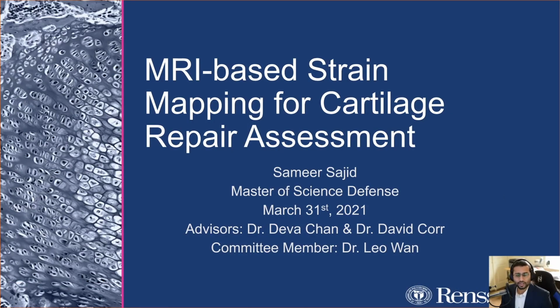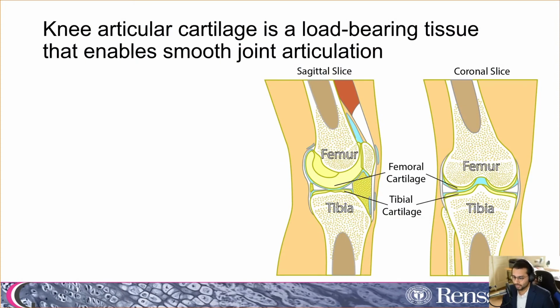Today I'll be presenting my defense presentation, MRI-based strain mapping for cartilage repair assessment. We focus on knee articular cartilage, a low-friction, load-bearing tissue that enables smooth joint articulation. I've got a diagram here that shows knee articular cartilage as sagittal and coronal slices. The knee has the major bones, the femur and the tibia. Cartilage surrounds these bones on the femoral condyle and the tibial plateau, and is indicated in yellow here. This smooth tissue allows the joint to articulate smoothly through the entire gait, and also supports the body weight.